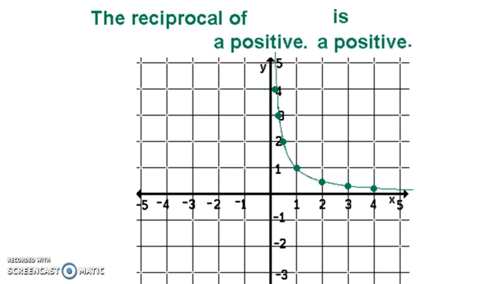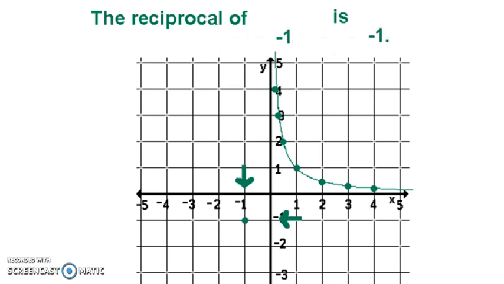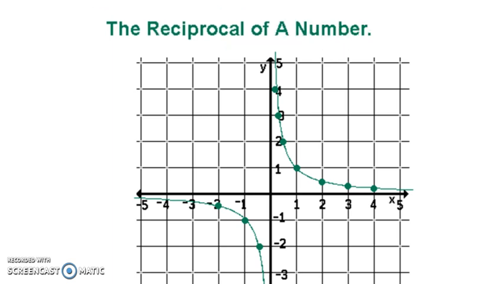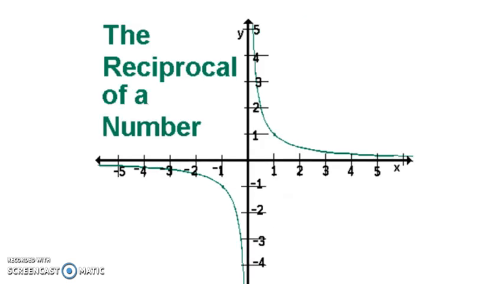And all those values were positive originally, so they're still going to be positive. Then you can do the same thing in the negative. So the reciprocal of -1 is -1. The reciprocal of -2 is -1/2. The reciprocal of -1/2 is -2. So you can see the same kind of curve forming on the other side. So that would be what a reciprocal graph would look like.